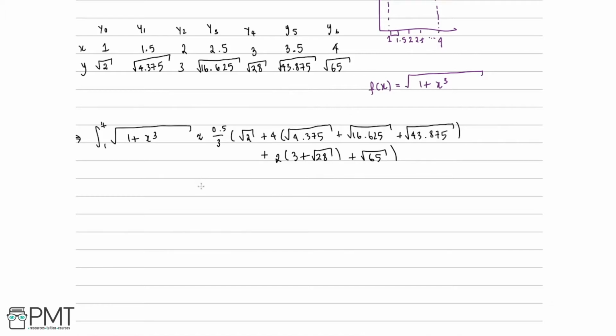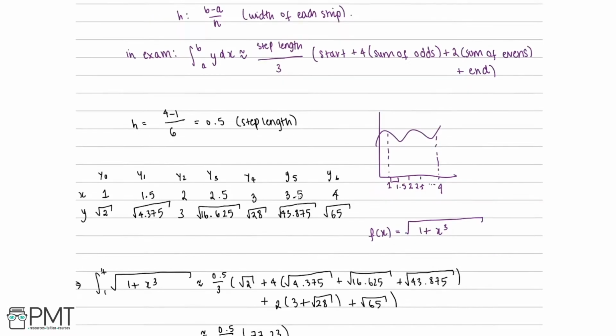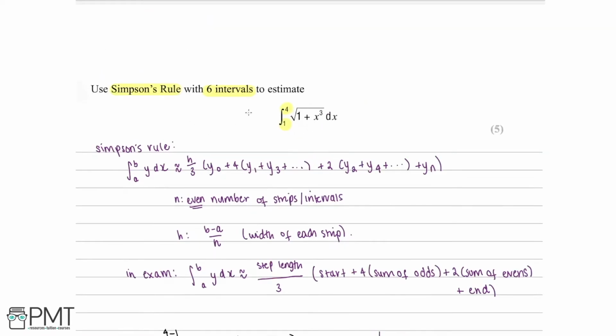So our integral will now be approximately equal to 0.5 over 3 multiplied by 77.23 approximately. And this is just equal to 12.9 to 3 significant figures. And thus, that is our approximation of the area under the graph using Simpson's rule, with 6 intervals.